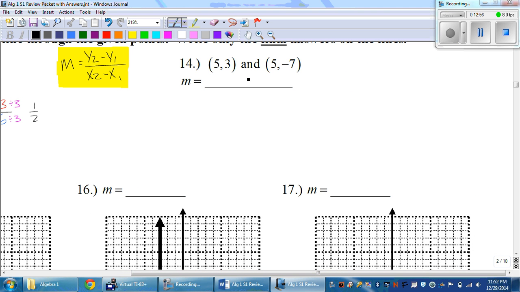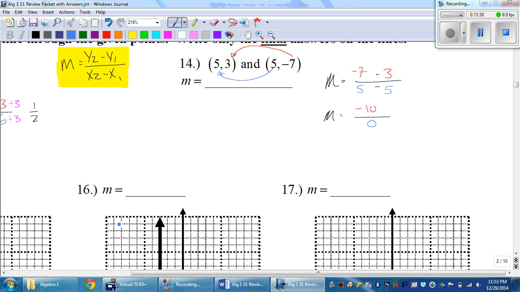Now, we're going to do the same thing for 14. So here's going to be my work. I'm going to add on the top, negative 7 minus 3. And on the bottom, oops, no, not the negative 7, 5 minus 5. Okay? So negative 7 minus 3 is negative 10, and 5 minus 5 is 0.